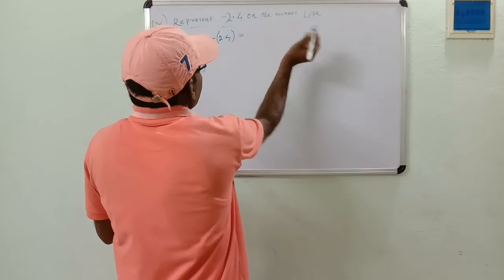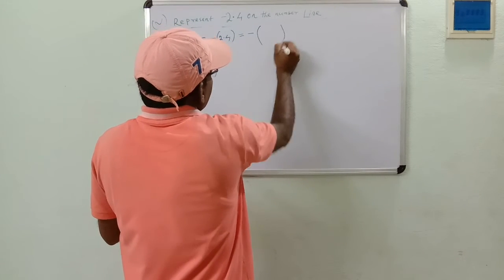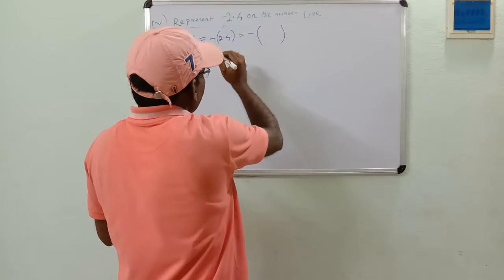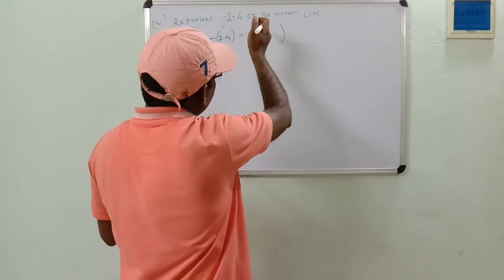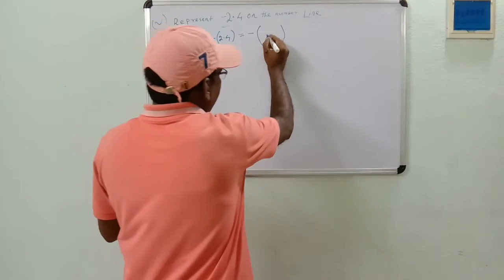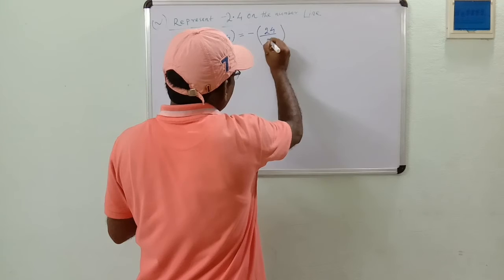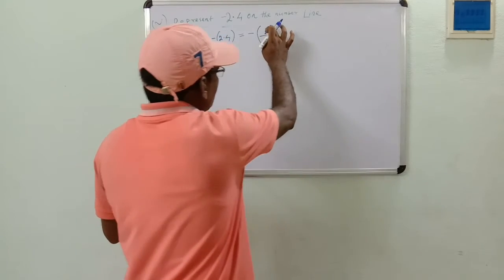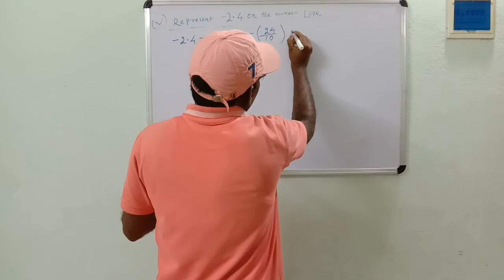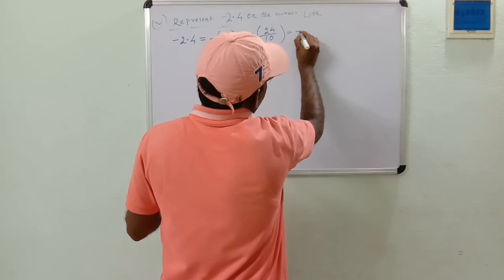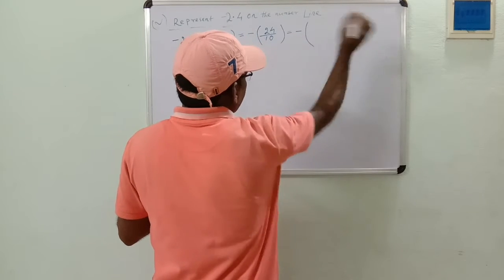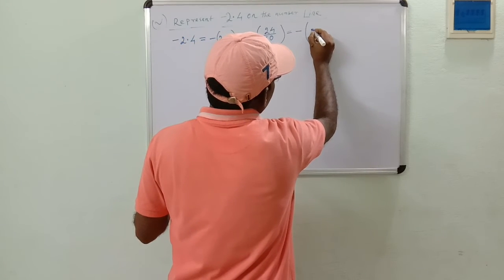Now minus bracket 2.4, it is a decimal number, but you can convert it in p by q form. Therefore it is a rational number, that is 24/10. Minus sign will remain outside. Now minus bracket 24/10, as it is improper, it will be converted into mixed form, that will be 2 full 4/10.